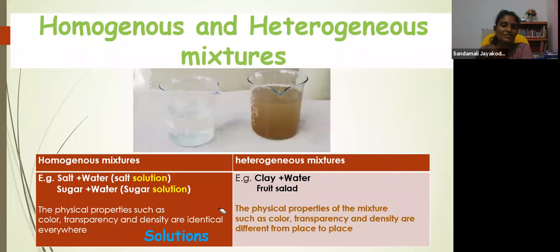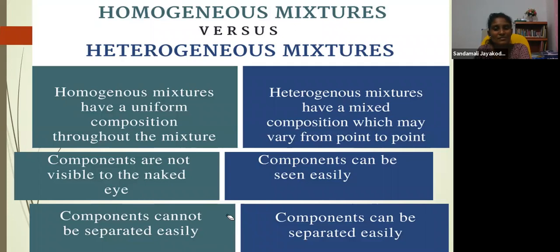Now we are going to look at another difference. Here, a few examples are also given. In a homogeneous mixture, the physical properties such as color, transparency, and density are identical everywhere. And in a heterogeneous mixture, the physical properties such as color, transparency, density are different from place to place. These features are similar in a homogeneous mixture, and different from place to place in a heterogeneous mixture. Those are the differences between homogeneous and heterogeneous mixtures.